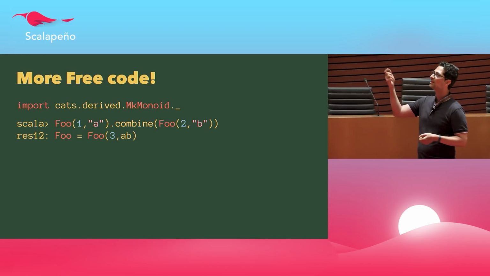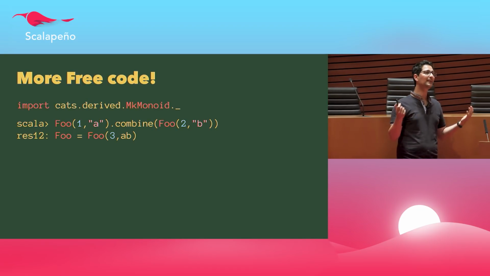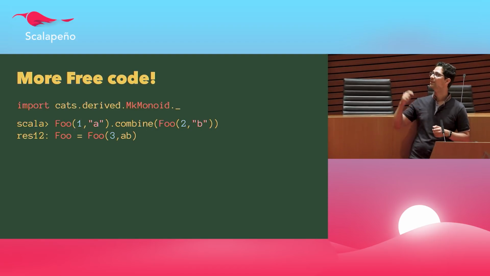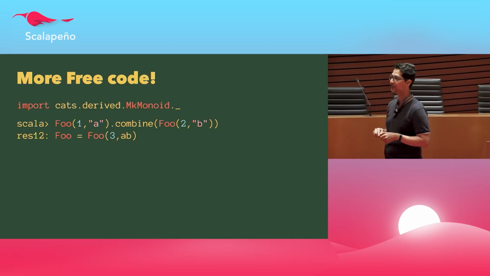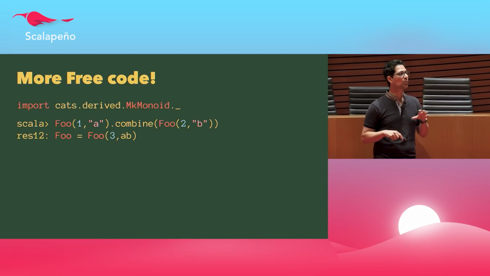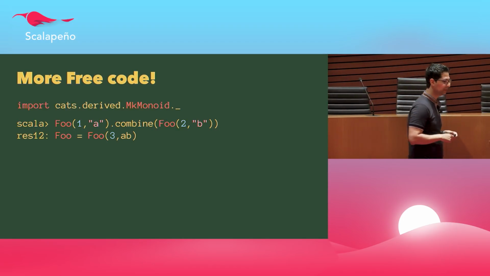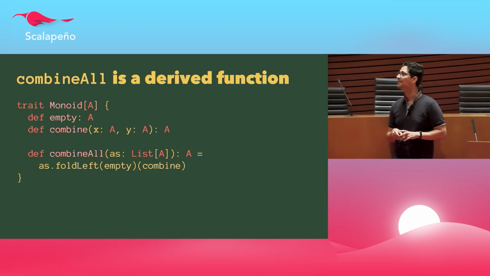If I want, I can use this library called kittens. I just import it, and it will magically figure out what is my monoid instance. It will give you magically this combine method for free, right? That's very powerful. All these libraries work with this functional pattern, so you get all this stuff for free. And this is an example, right?